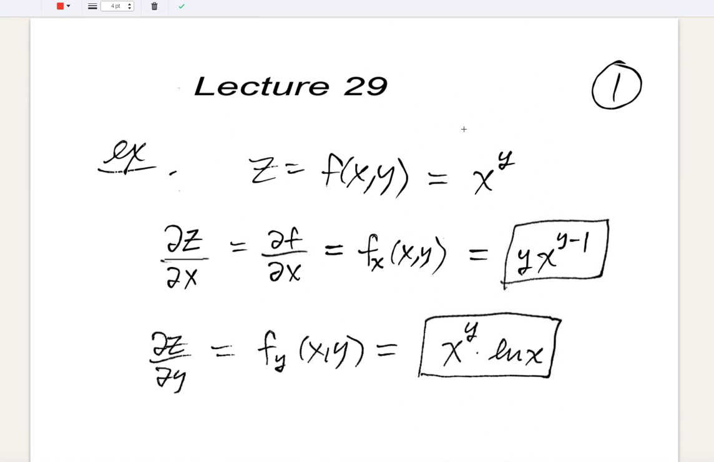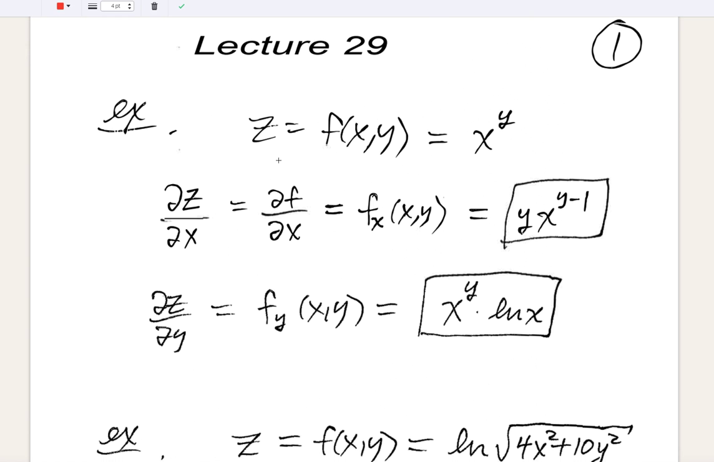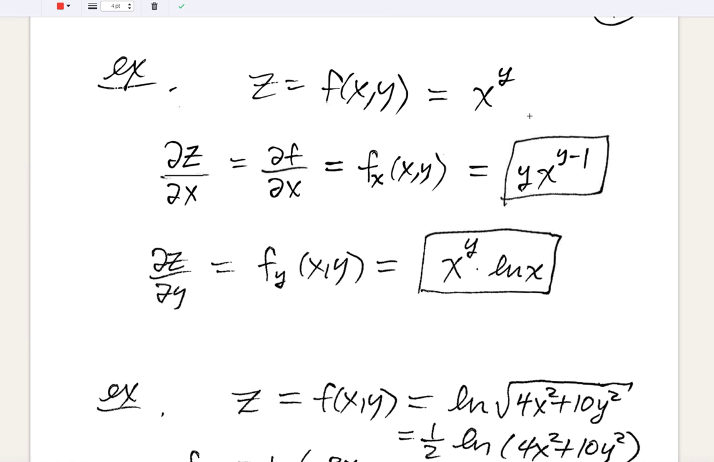Now I called this lecture 29 here on partial differentiation. Suppose, let's take a couple examples here just quickly. Z is a function of x and y. It's x to the y power, okay? All right, so we're going to take values of x that are somewhat restricted, say x is positive here. We don't have any weird complex values. What's the partial derivative of z with respect to x, which is the partial derivative of f with respect to x, which also has this subscript notation, okay?